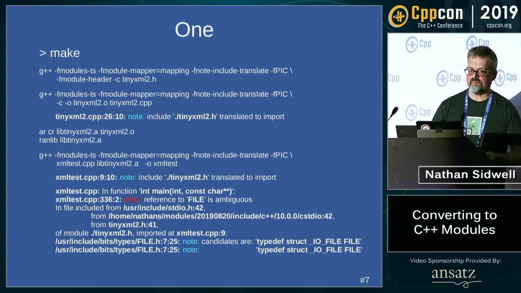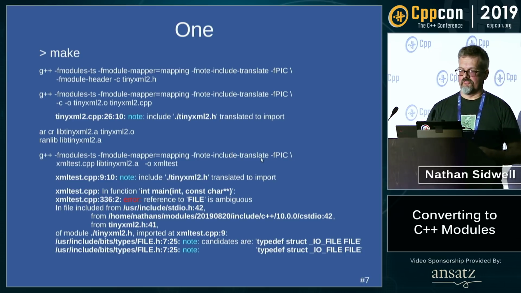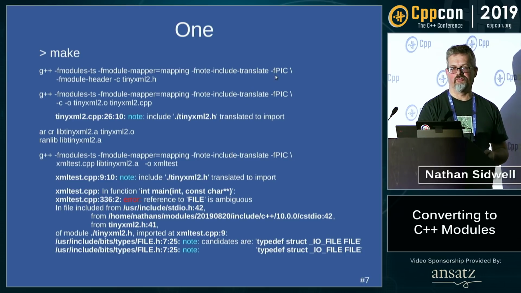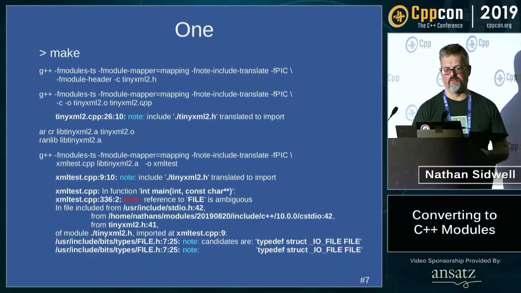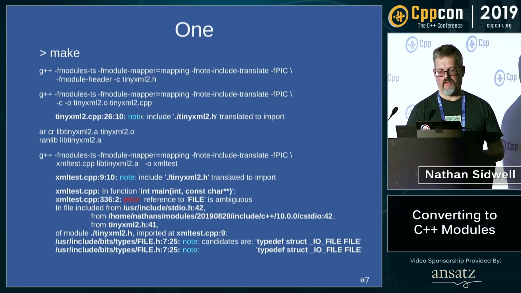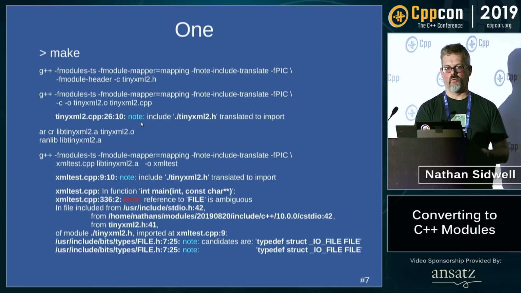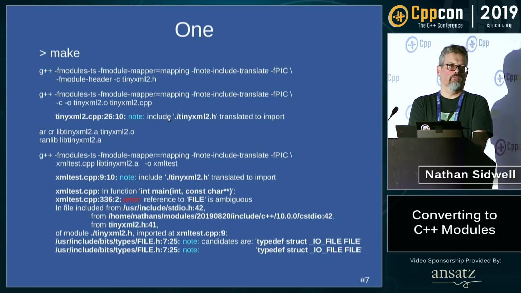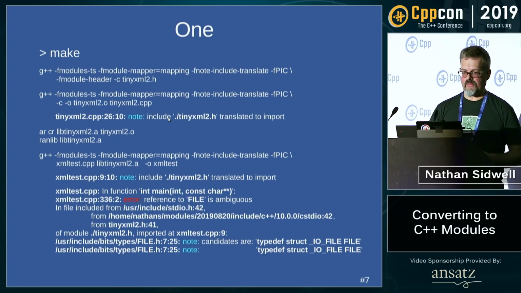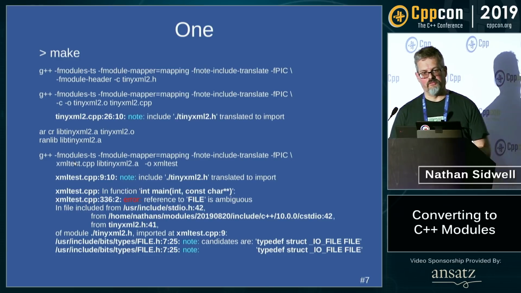So, this would have been animated, but I'm giving the punchline away now. Never mind. So here, we build the header file at the first step, and then we build the CPP, the implementation file. And we get this diagnostic note to tell us that, oh, that hash include that was in tinyxml2.cpp got turned into an import. And that's our only indication that this actually worked and I got it right. Hooray. Then that turns into library as before, and then we build the test program.